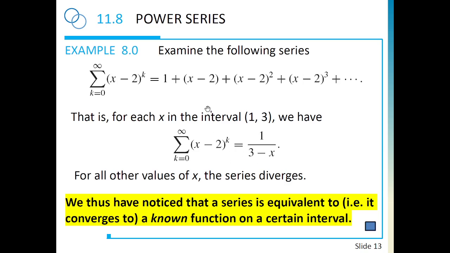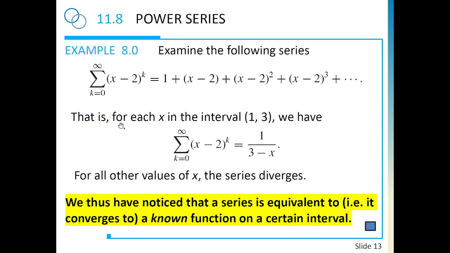So what happens at x equal 3? If I plug x equal 3 here, I get 3 minus 2, which is 1 to power k. 1 to power k is 1. So I have series of 1. So 1 plus 1 plus 1 plus 1 plus 1. So that's obviously divergent. General term is not going to 0. So the series is divergent. So we just realized quickly that at x equal 1, the series is divergent. At x equal 3, series is divergent.